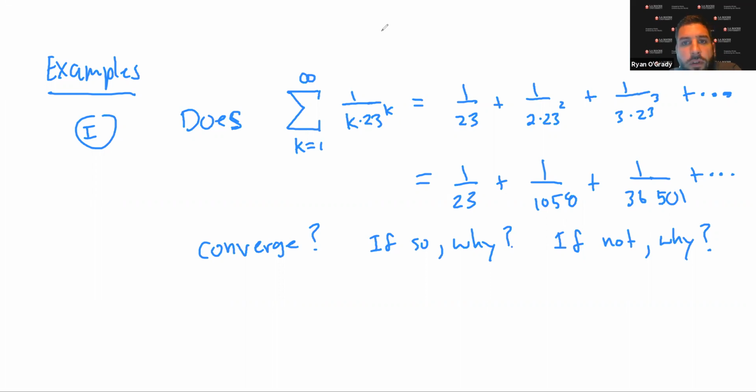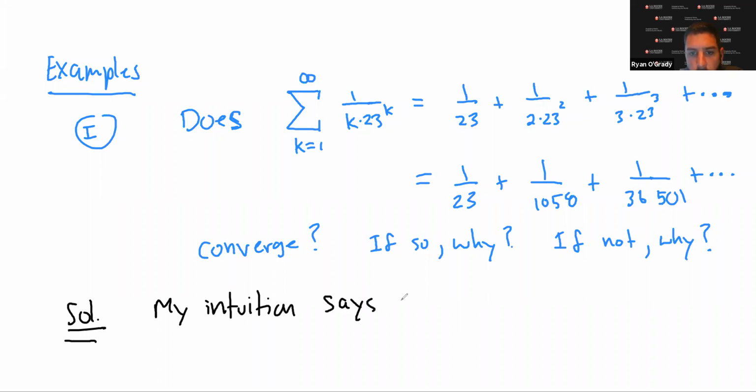And maybe even if you don't have intuition, maybe you go to a calculator and add up the partial sums and you say, okay, I think this thing converges. So how am I going to solve this? So my intuition says it converges. But that's not enough. Intuition doesn't get us anywhere.